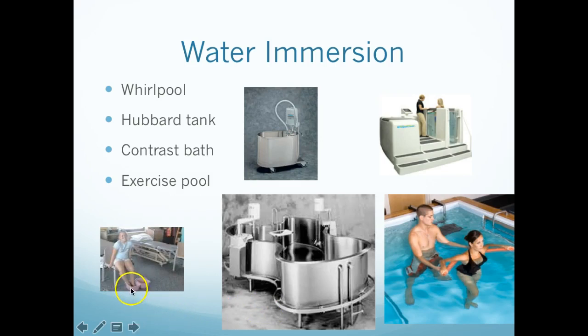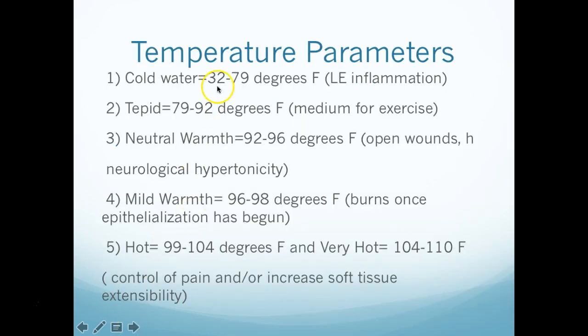Okay. With a contrast bath, we'll go over that in lab, where you alternate between the hot and the cold to help facilitate some healing and decrease swelling in a joint. Here are different parameters. Cold water, keep it somewhere between 32 to 79 degrees. Tepid is going to be up to about 92, and then that neutral warmth is going to be more for those neurological hypertonicity type people.